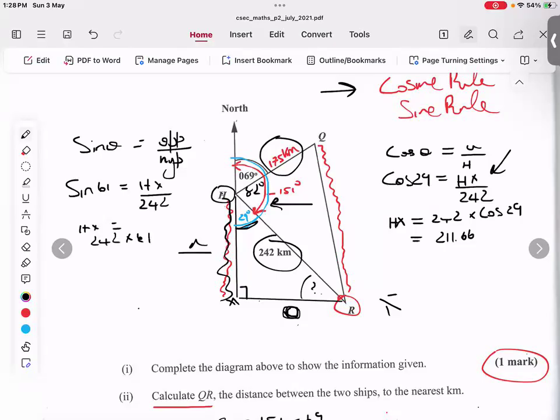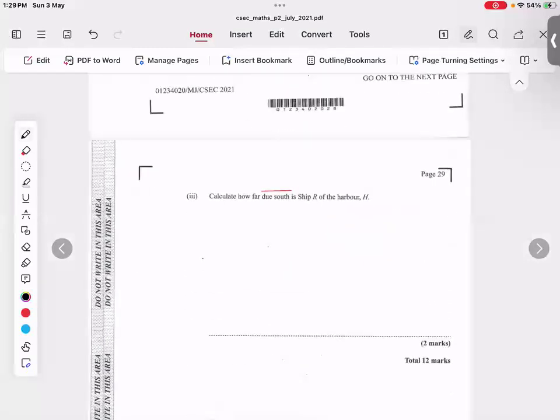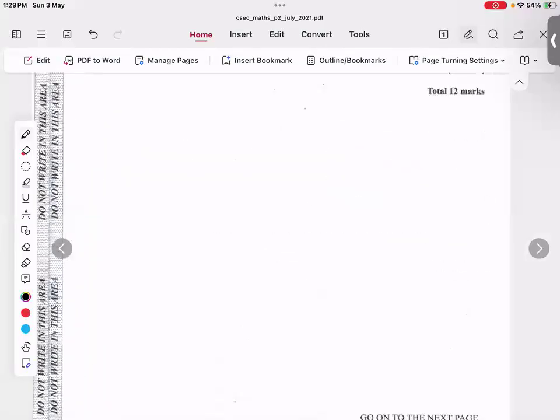Can you confirm if you got the same answer? Okay, confirm. You should get the same answer, 211. So your mistake is not with the ratio. It probably would have been with the angle that you chose to find. All right, so hope you get some clarity there. All right, and I guess that is it.